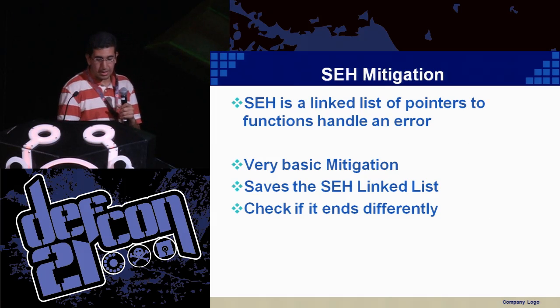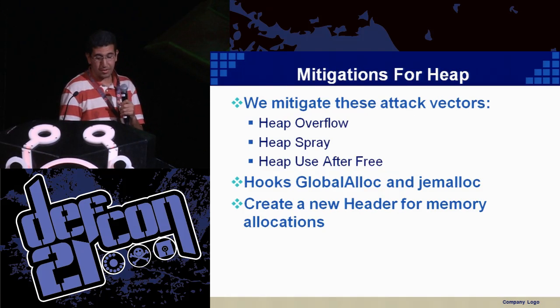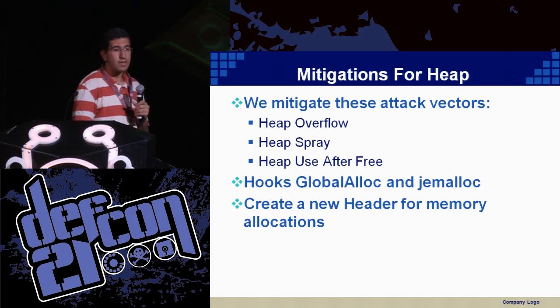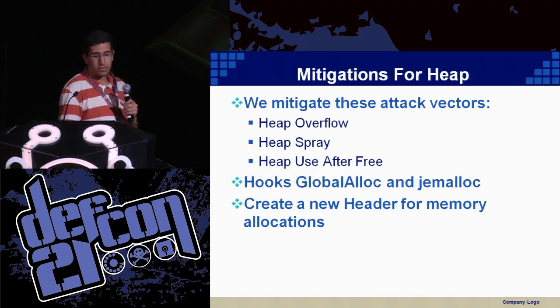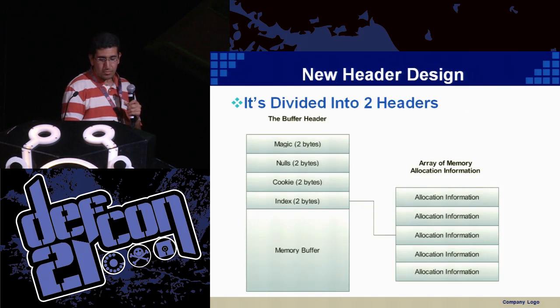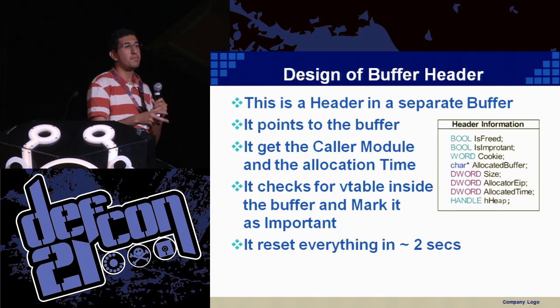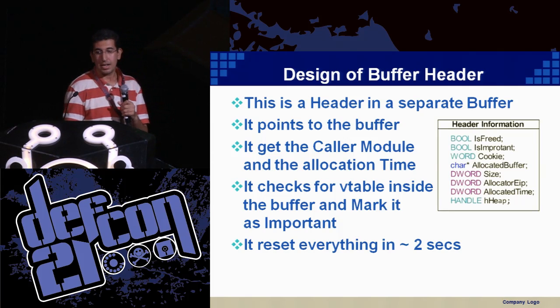And then we have an SEH mitigation. Simply, we check if the structured exception handling is working fine. And then we have some mitigations for the heap. We detect heap overflow, heap spray, and heap use after free. We hook the GlobalLock, the GlobalAlloc, the functions that allocate in the heap, and all of this. And we add some cookies on each allocated buffer and try to detect if there is an overflow to this buffer in the heap or not.